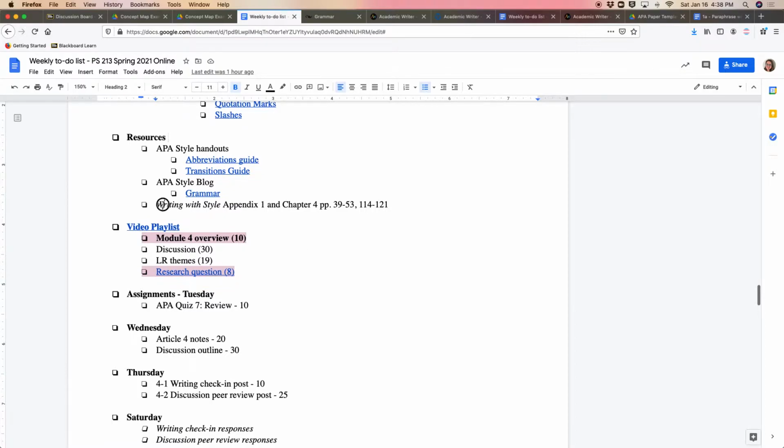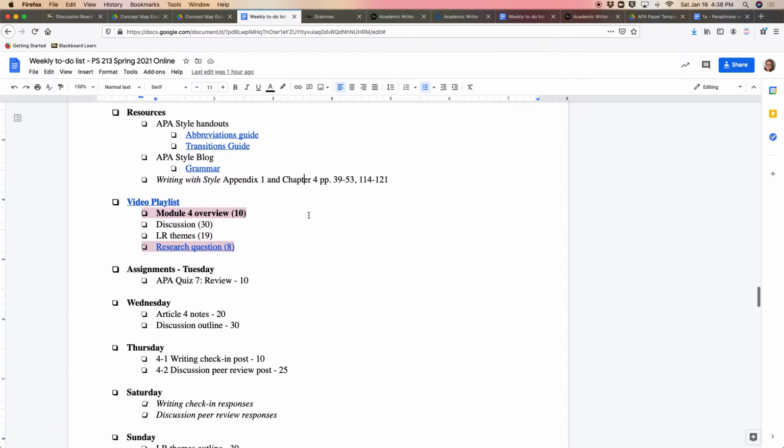And Writing with Style, I still do think this is helpful. Appendix 1, I believe, is a sample paper, but it talks a lot more about the process of writing. So if you're really feeling lost in how to approach all this and the APA manual just isn't quite supportive enough, I would really consider renting Writing with Style for a little bit and doing some of these readings.